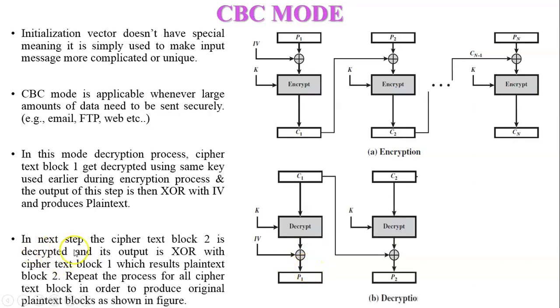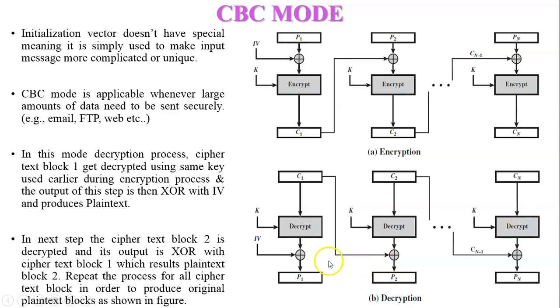Next, in the next step, ciphertext block 2 is decrypted and its output is XORed with ciphertext block 1, which results in plain text block 2. Now see over here, C1 is given over here and C2 is decrypted with the help of key K, and the output of the decryption algorithm is given to the XOR. Now for the XOR, one input is the decryption algorithm output and the second one is C1, and it generates P2, and the process is shown in this figure. So this is the decryption process of cipher block chaining mode, and this is the encryption process of cipher block chaining mode.